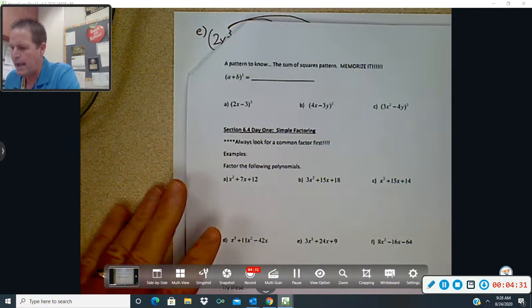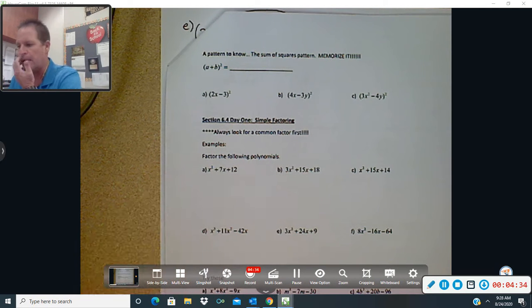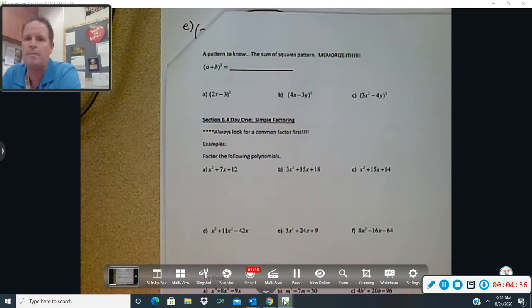Okay, and it's talking about a pattern that you must know. It's the sum of squares pattern. Now, again, I told you I've done this for a very, very long time, you guys, longer than you've been alive.